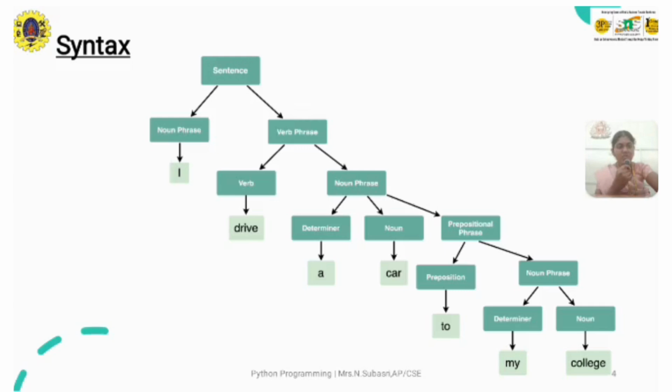I'm splitting into a determiner, a noun, and a prepositional phrase. Here I have given the word a, the noun car, and the prepositional phrase again splits into a preposition and a noun phrase. In the preposition, I am giving the word to. In the noun phrase, again I have a determiner and a noun, which split into my and college. So this is how your sentence is split with the syntax, right?